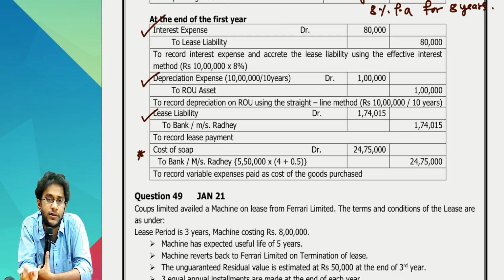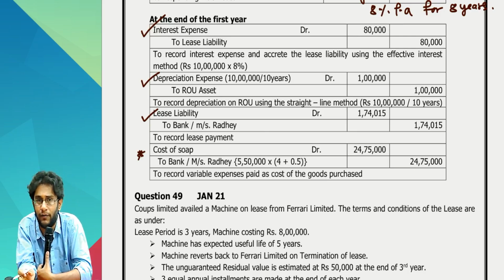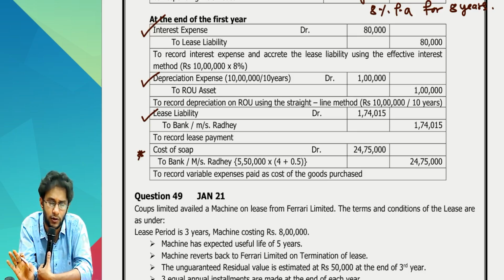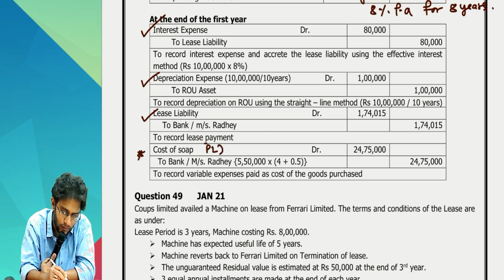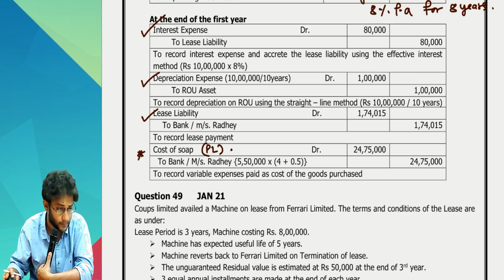This one is also important. 5,50,000 soaps you purchased in the current year by paying 4.75 rupees per unit. In that 4.75, 0.25 is lease payment. Barring that 0.25, the remaining 4.5, whatever you are paying, is a normal expenditure in your P&L account. So there you go.